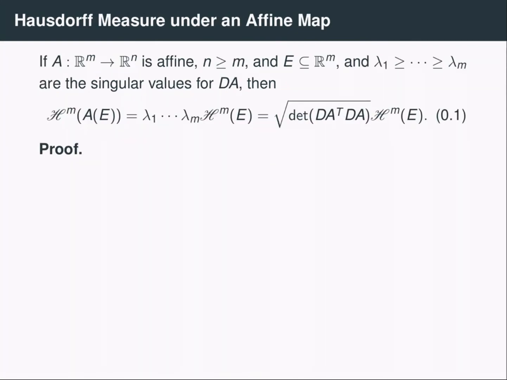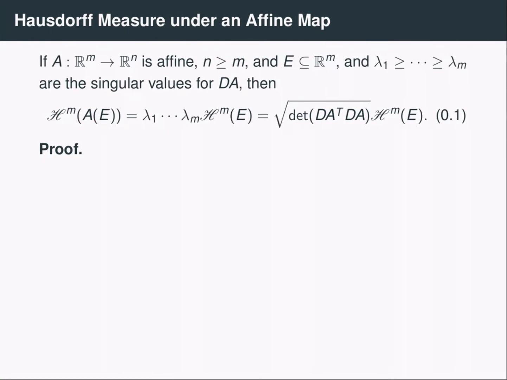Using the singular value decomposition, we can get a precise formula for how Hausdorff measure is transformed under an affine map. Suppose we have an affine map A going from Rm into Rn, where the target space has dimension at least the dimension of the domain. Let E be a subset of Rm, and let lambda 1 through lambda m denote the singular values of the derivative of A. Then the Hausdorff m-measure of the image of E under A is equal to the product of the singular values times the Hausdorff m-measure of E. You can show that the product of the singular values is the same as the square root of the determinant of dA transpose times dA.